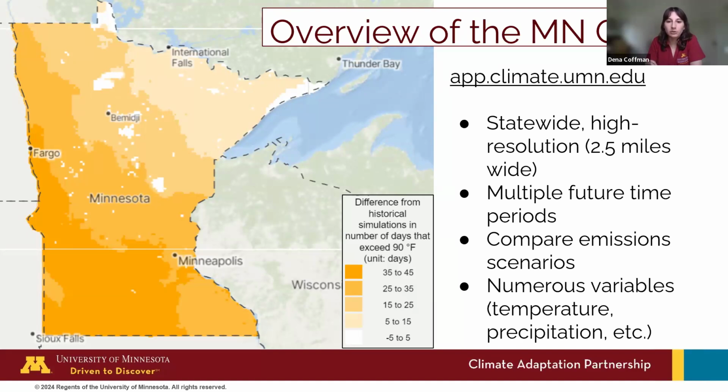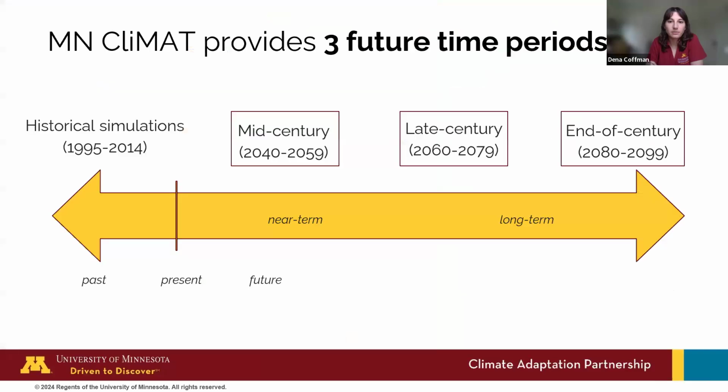So this map that you're looking at right now shows the difference between historical simulations and future projections for days that exceed 90 degrees Fahrenheit under an intermediate emissions scenario at the end of the century timeframe. Our tool provides 3 future time periods, and that's going to allow you to explore what's most relevant to your field or your concerns.